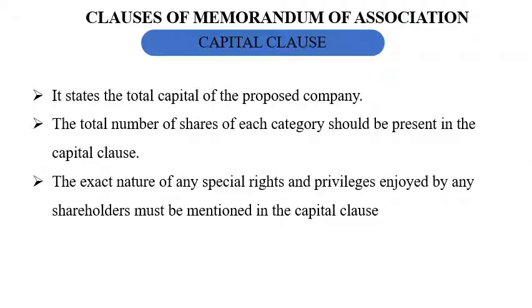Now next one is the capital clause. It states the total capital of the proposed company. As we know, the company has an authorized capital, in which the total number of shares is mentioned, which the company will subscribe during its whole lifetime by selling to the public. So the total number of shares of each category should be present in the capital clause. The exact nature of any special rights and privileges enjoyed by any shareholder must be mentioned in the capital clause. If any special rights or privileges are given to a shareholder, they also have to be mentioned in the capital clause.